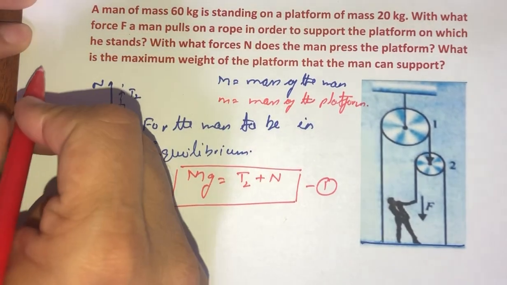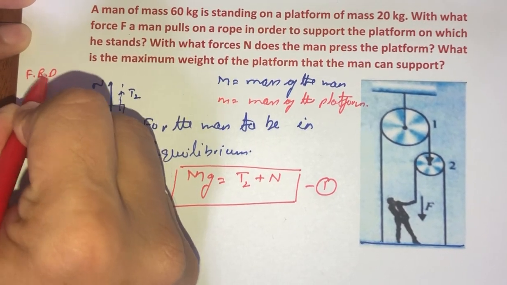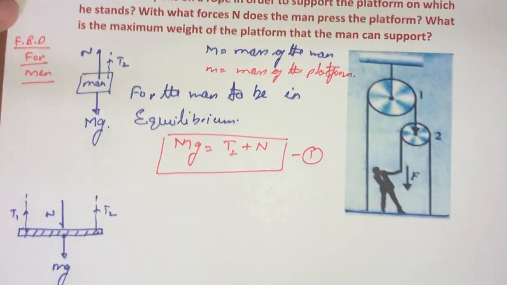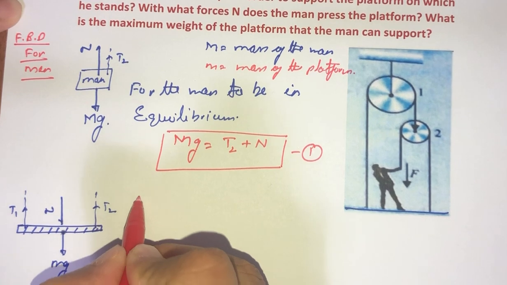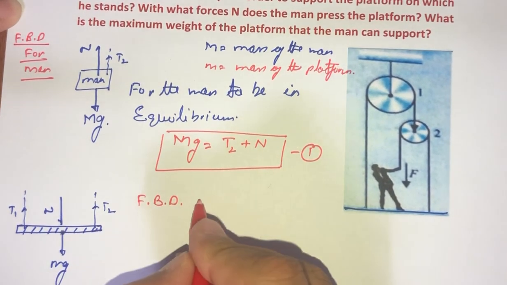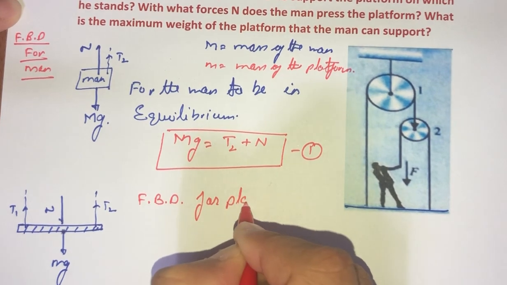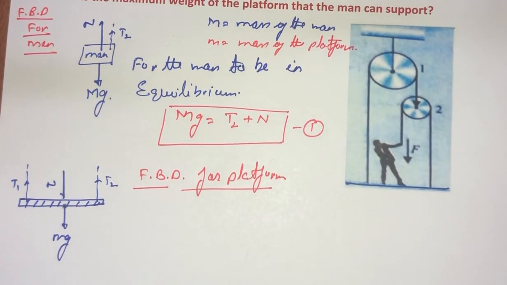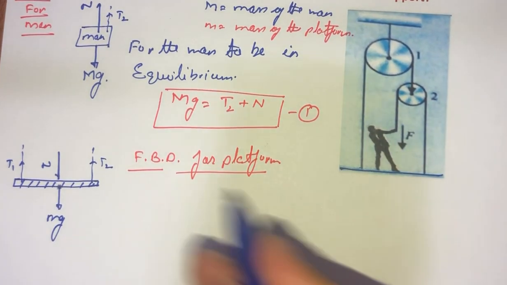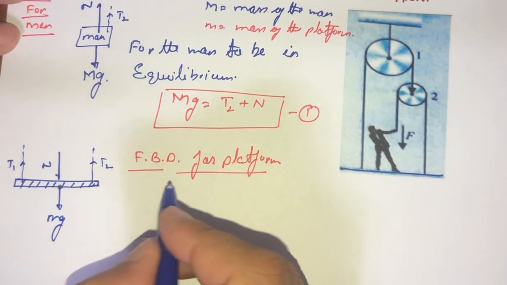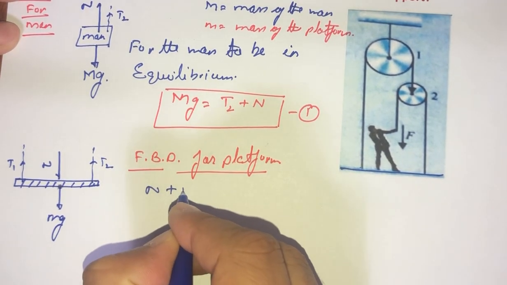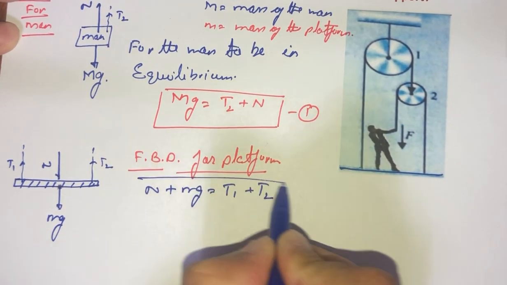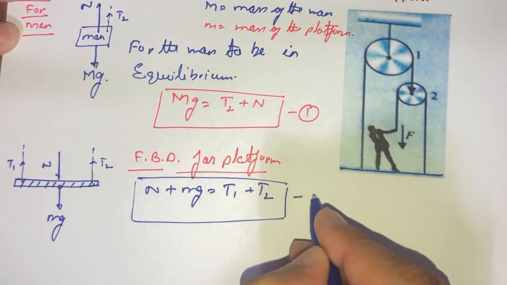So let me write it here, FBD for man, and this is FBD for platform. So we can write the equation, and we can see that N plus mg will be equal to T1 plus T2, and let this be equation number 2.